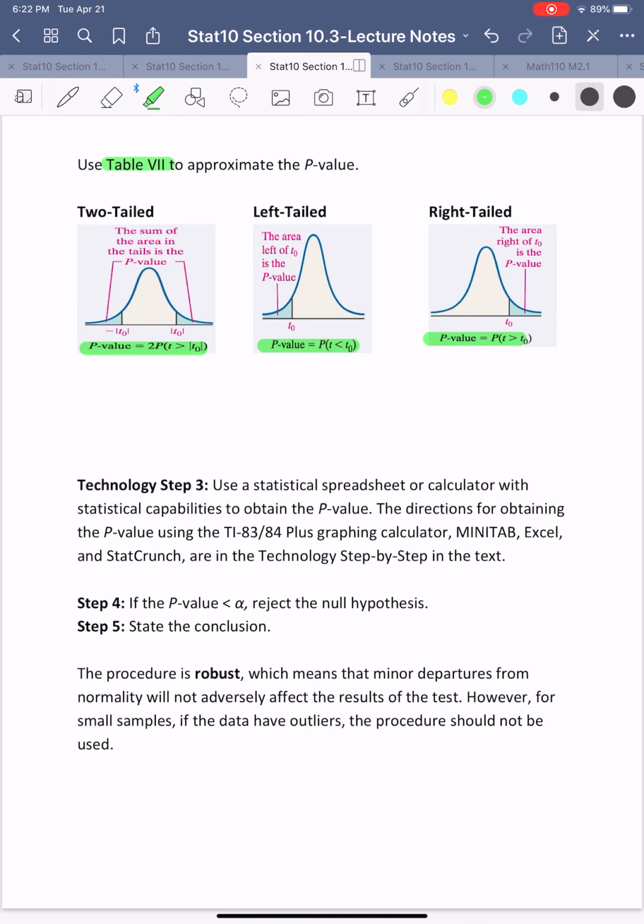And then also you can use technology to figure out the p-value too. And the important thing is step 4. Now you compare the p-value to the alpha. So if that is satisfied, we reject the null hypothesis, and then we state the conclusion.